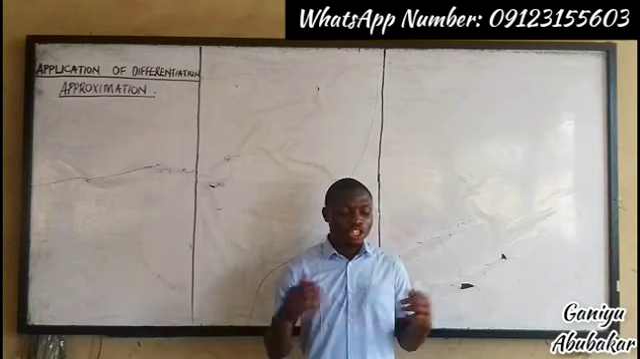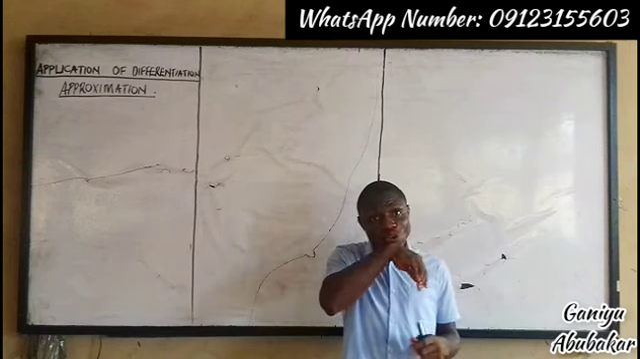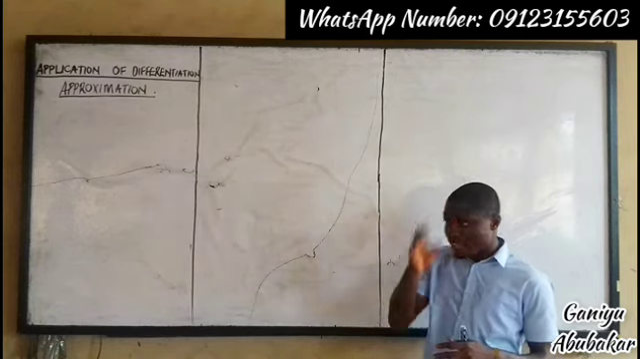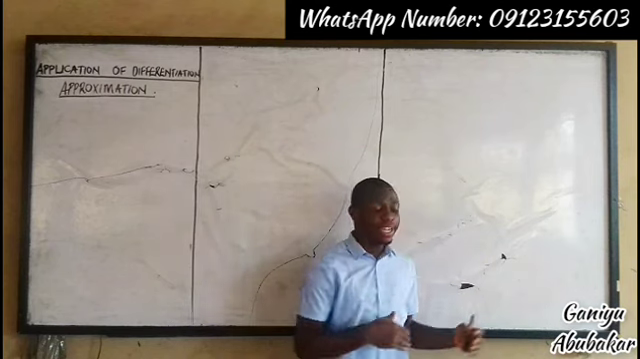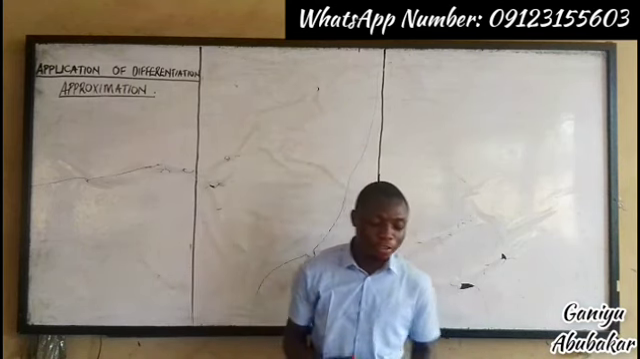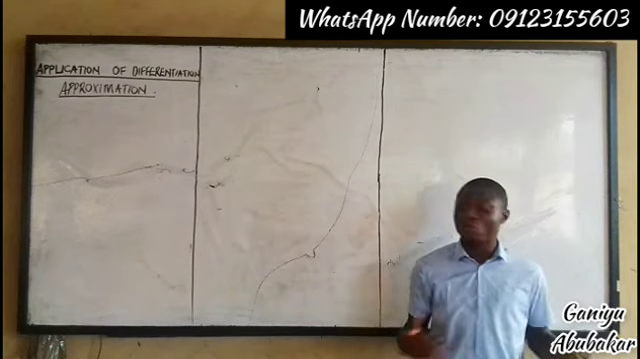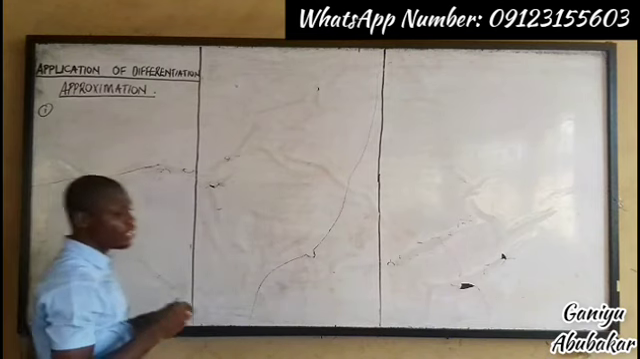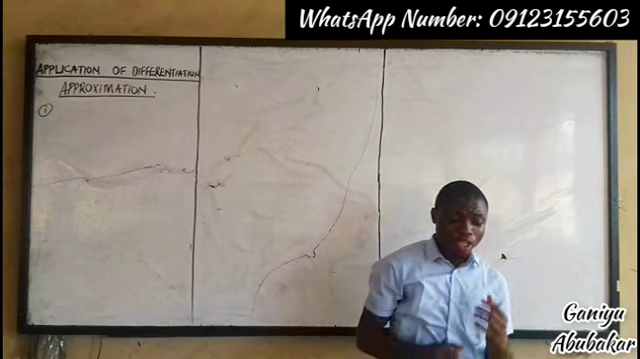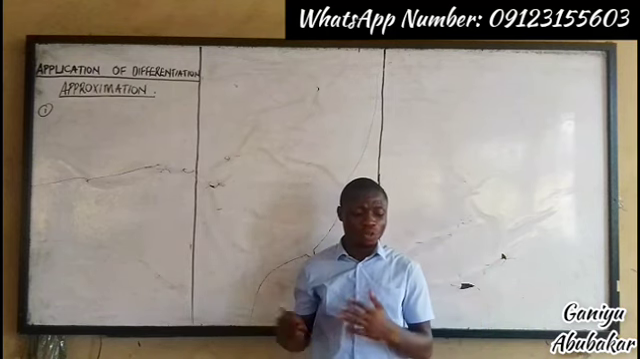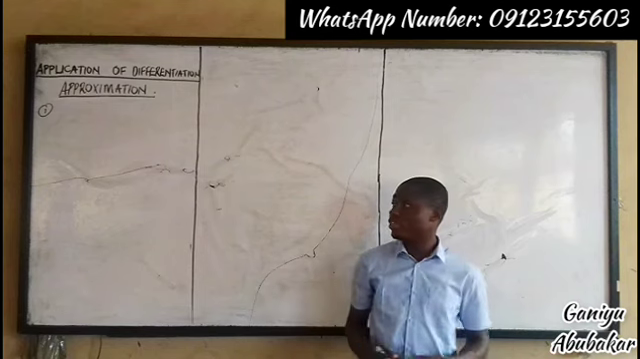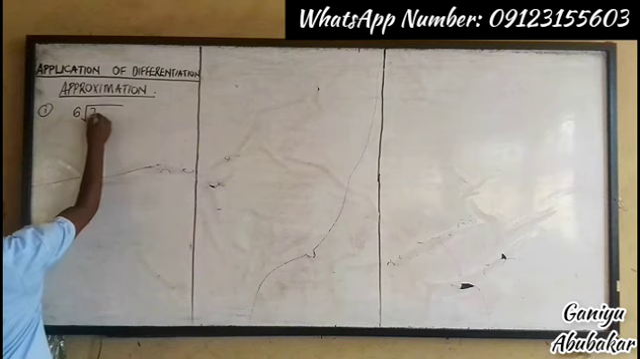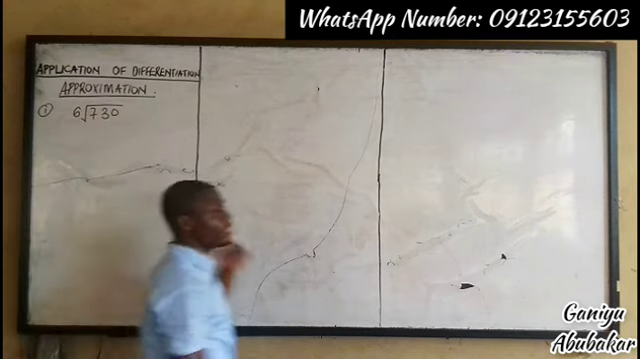Put down example 2: using differentiation, compute the approximation value of the following without using a calculator. So the question goes, number 1: using differentiation to compute the approximation value of the following without using a calculator. The first one says the sixth root of 730. So let's find the value for this.